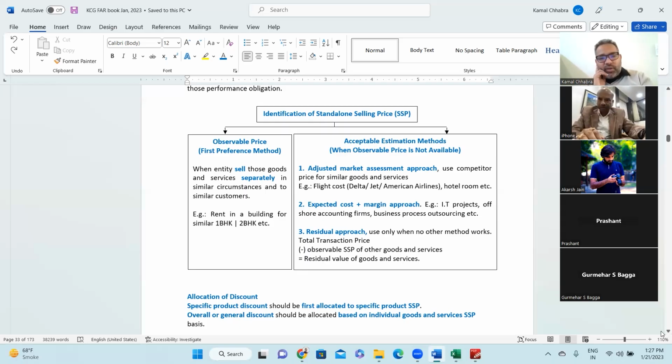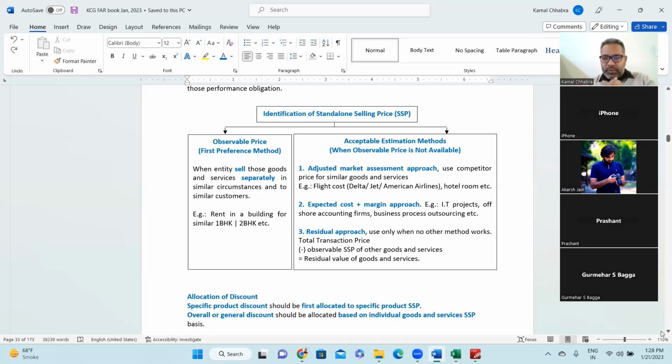Right, in that scenario, for example, let's assume you are selling the main product and byproduct together at $10,000. And your main product's standalone selling price is, let's assume, $8,000. So $2,000 will be the residual approach. 10,000 minus 8,000, that $2,000 is the price for the residual product. That is called the residual approach. So these are the methods of identifying the standalone selling price of your products and services.